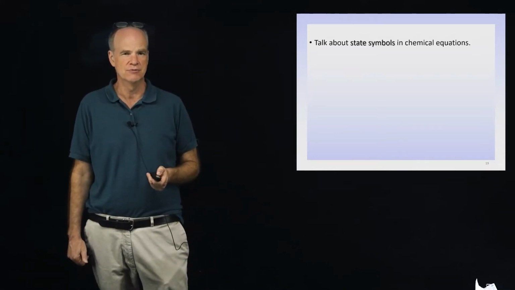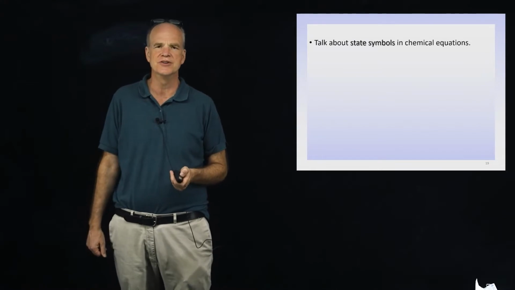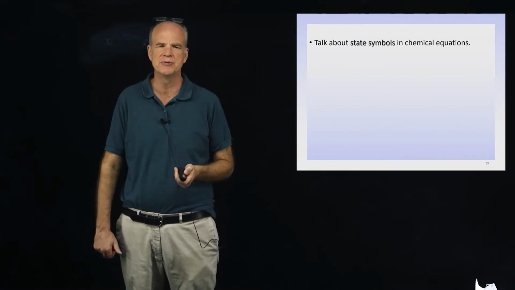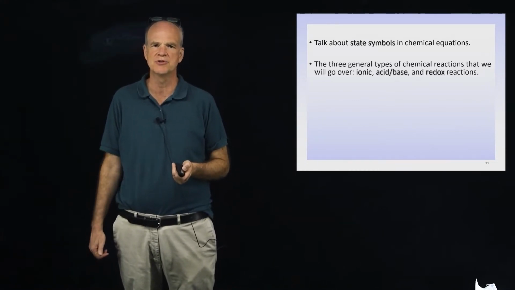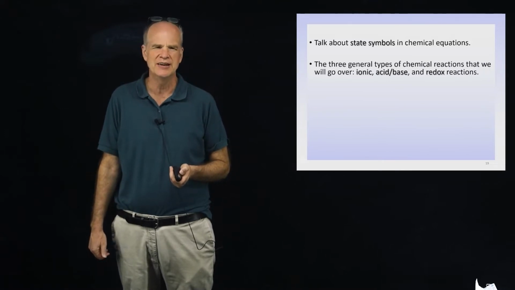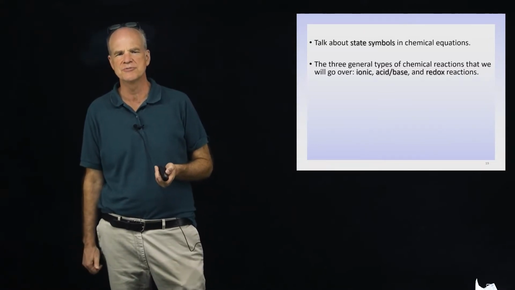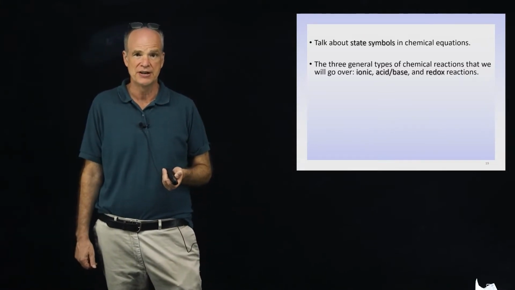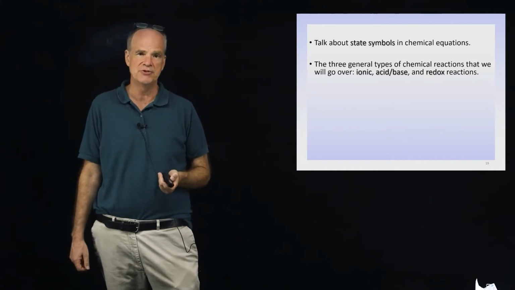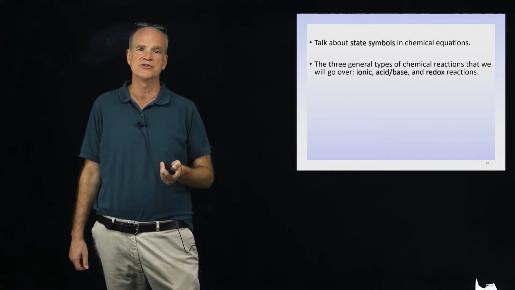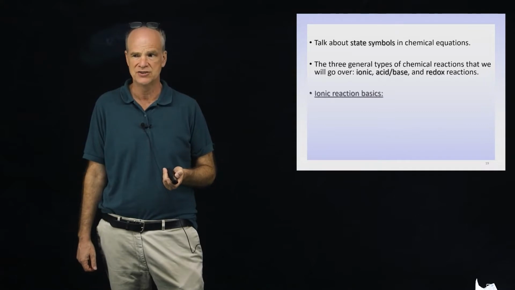And so what we're going to talk about this time is I want to explain what state symbols are and how they are added into chemical equations. And then what I want to do is briefly go over the three general types of chemical equations that we're covering in chapter 4. One type is called an ionic reaction, one type is called an acid-base reaction, and one's called a redox reaction.